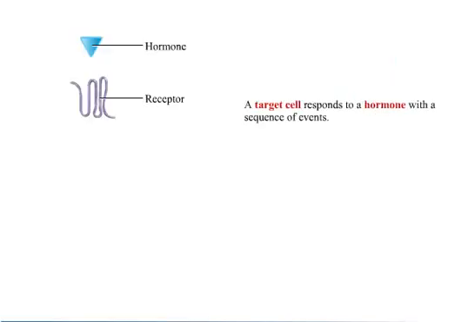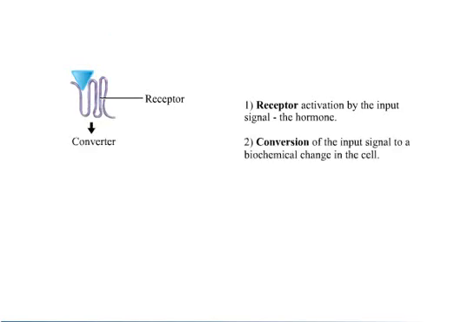A target cell responds to a hormone with a sequence of events. Drag the hormone to the receptor to observe the events and response of the target cell. Receptor activation by the input signal, the hormone. Conversion of the input signal to a biochemical change in the cell. Conversions occur through second messengers and gene expression.